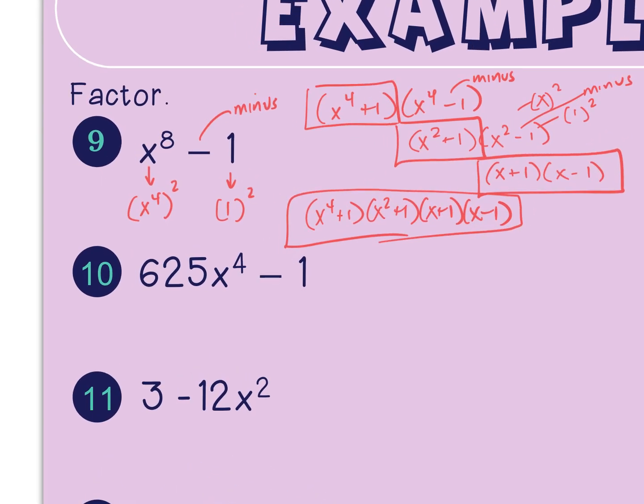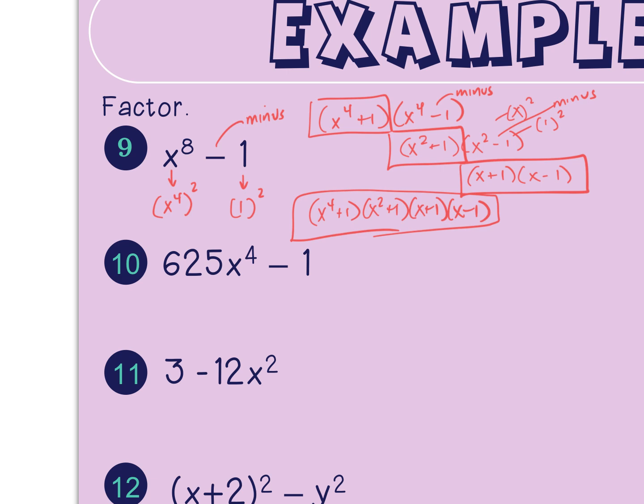Again, here I look for GCF. There is no GCF here. So this first one, I notice this is 25x squared squared. And this one here is 1 squared, and this is a minus. And so I know that I'm going to start by 25x squared plus 1 times 25x squared minus 1.